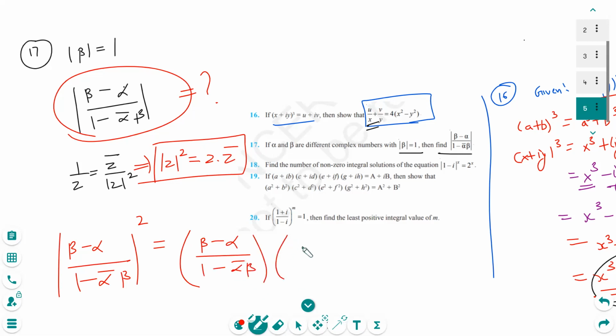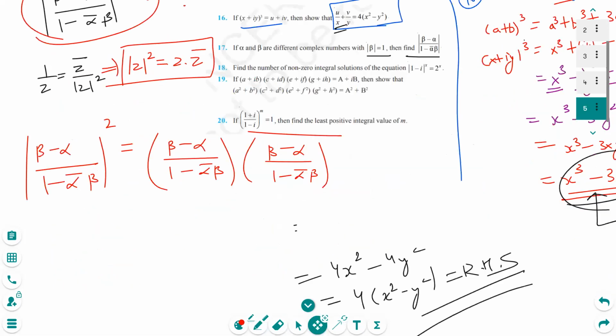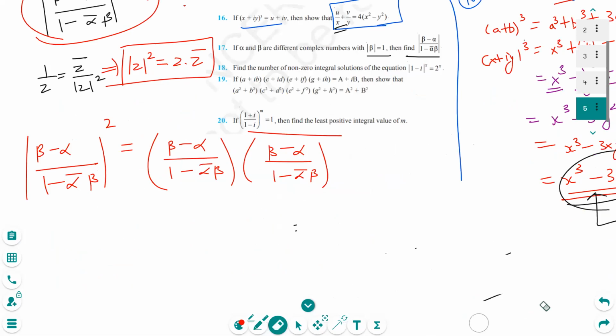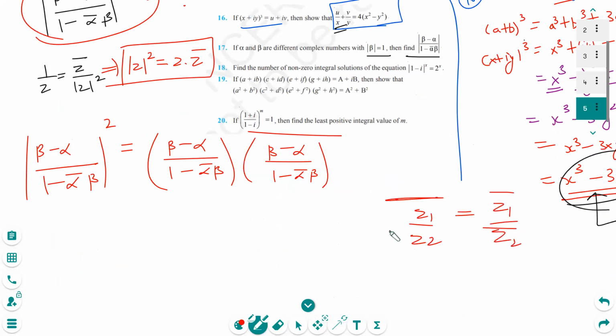And conjugate. If I take conjugate of the whole, now this conjugate part is quite tricky. I'm taking conjugate of the whole. Now, if you're aware of the properties of complex numbers, if you're not, it's okay. Z1 by Z2: if I have to conjugate the whole fraction, I conjugate it individually. Okay, that's how we conjugate. And the conjugate of conjugate is always the complex number itself.